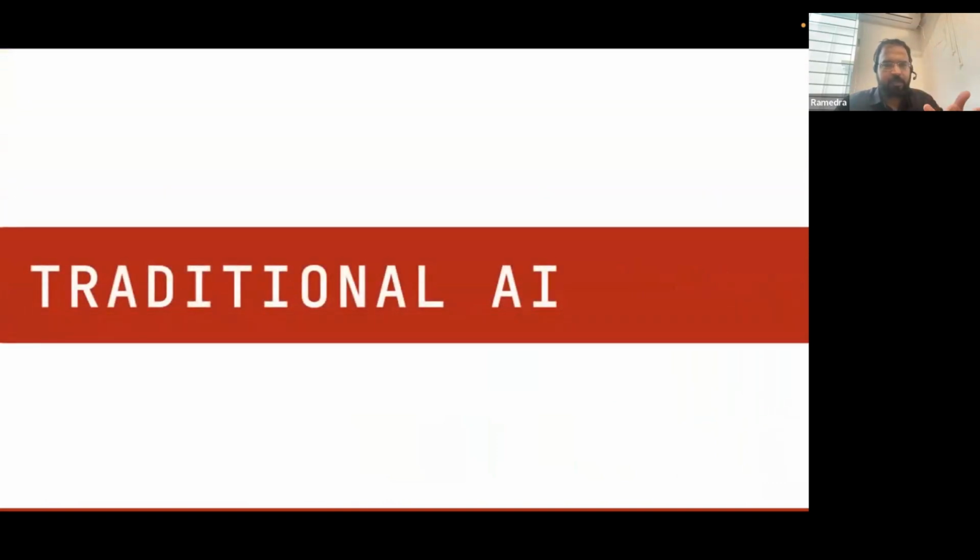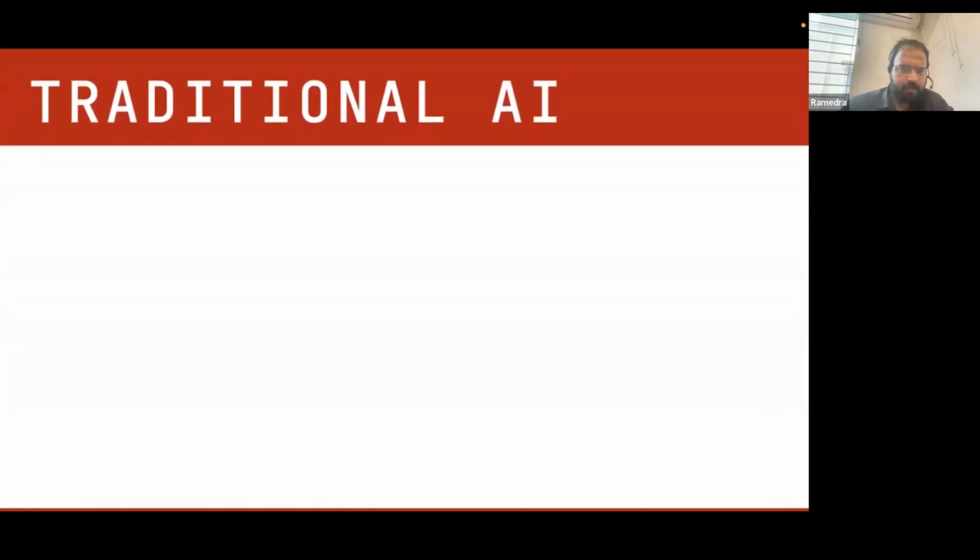So let us think about traditional AI. And when I say traditional AI, please don't think that it is from the 1960s or 70s. This is maybe less than 10 years old, right? But the development is happening at such a fast pace that we are calling it conventional AI or traditional AI. But what exactly is traditional AI?